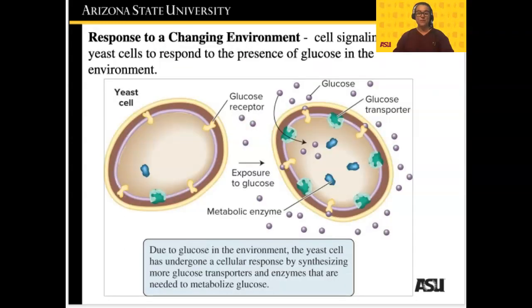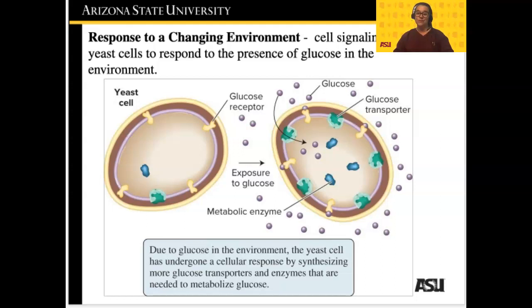One way cells use signaling is to respond to changes in their external environment. These changes in the environment can easily alter their ability to survive, which happens regularly with changes in temperature, pH, salinity, and pressure. In this example, glucose becomes abundant in the environment external to a yeast cell. It is detected by the yeast's glucose receptor. The glucose binds to the receptor, calling for a cellular response.